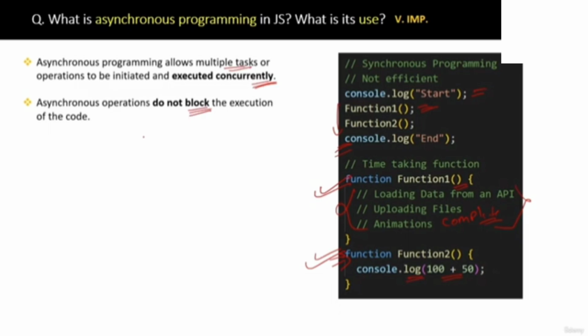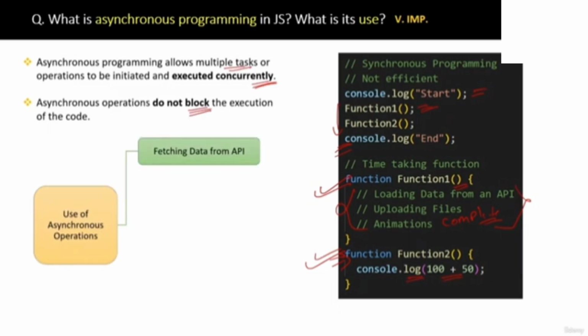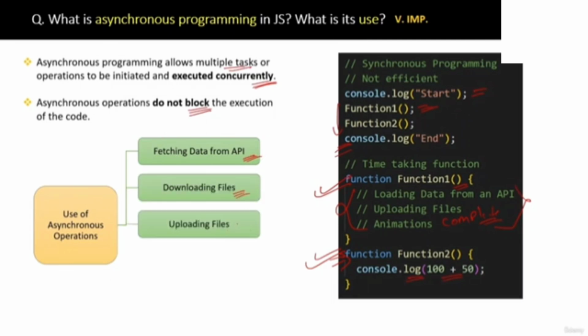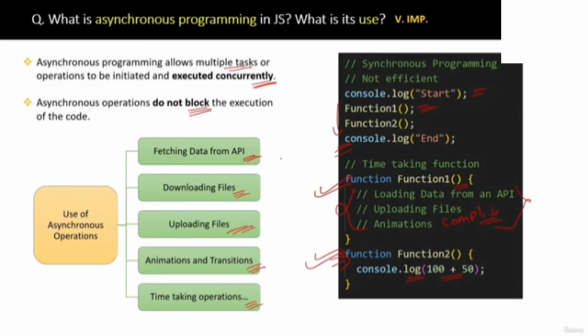Now the question is when to use asynchronous programming, in what scenarios in real applications. The first can be fetching data from an external API. Second, while downloading large files. Then while uploading large files. Then doing operations like animations and transitions or any time consuming operation. So that is the idea of the use of asynchronous programming.